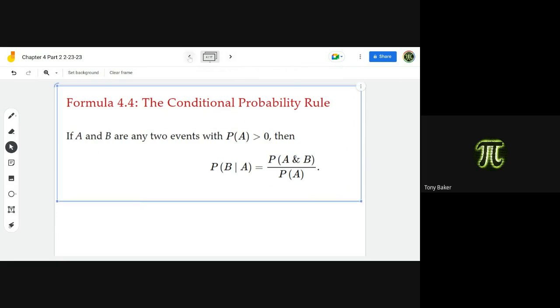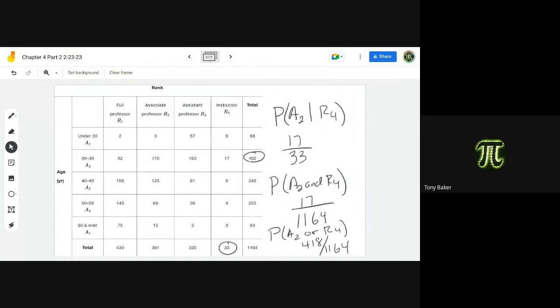So now if we look at that compared to what we just did here, it was the probability of both of them, which was the 17. That's the and. Over the probability of A, which was 33, because there's 33 of those.